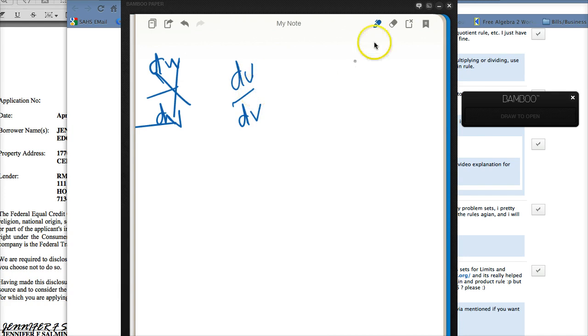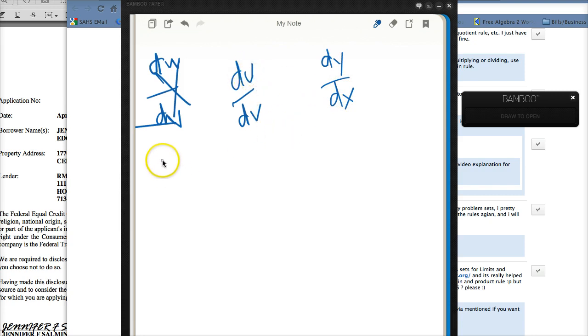So what we've been seeing so far, the only types of derivatives we've been doing is dy dx, which means find the derivative of y with respect to x, or find the derivative of a y equals function that has x's in it. This one says find the derivative of u that has v's in it.